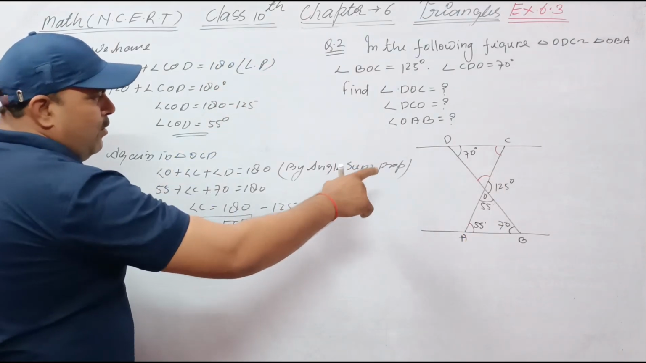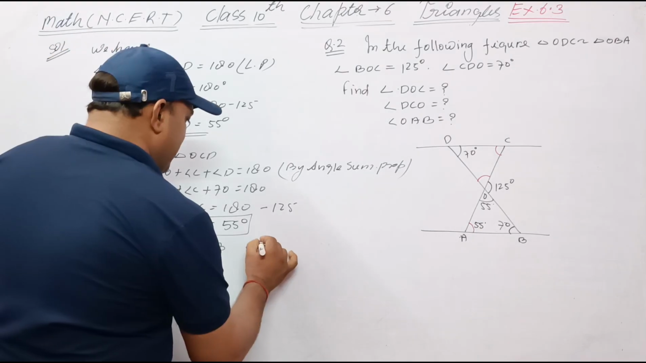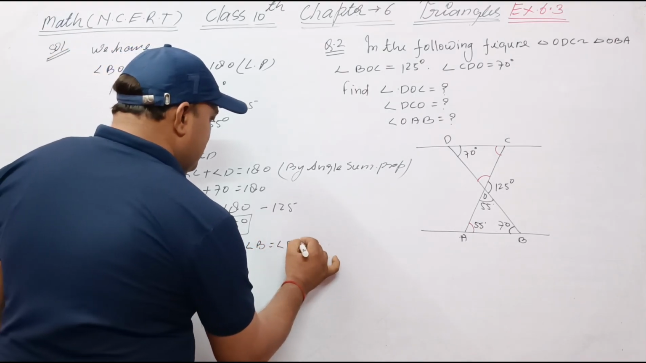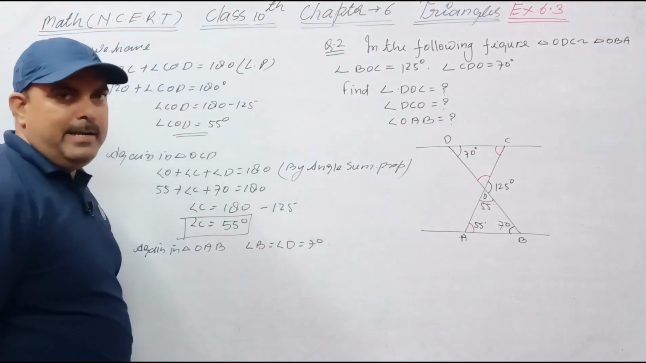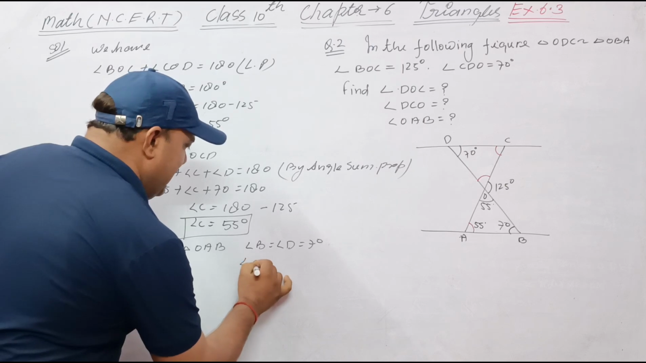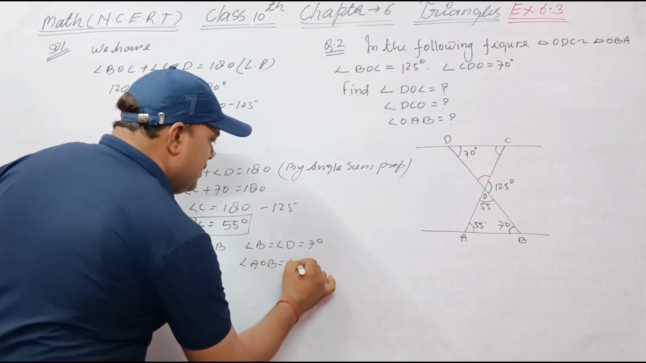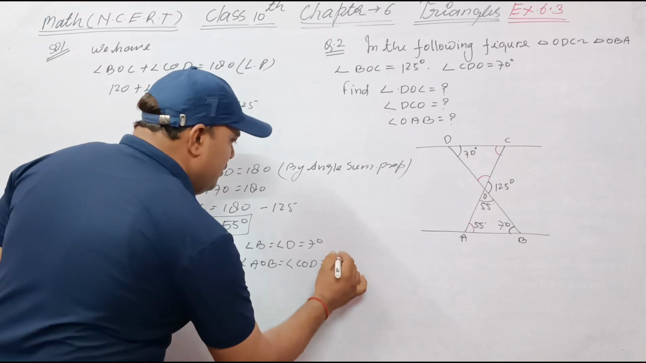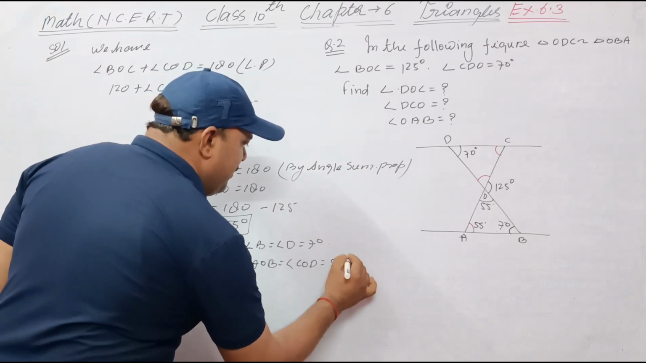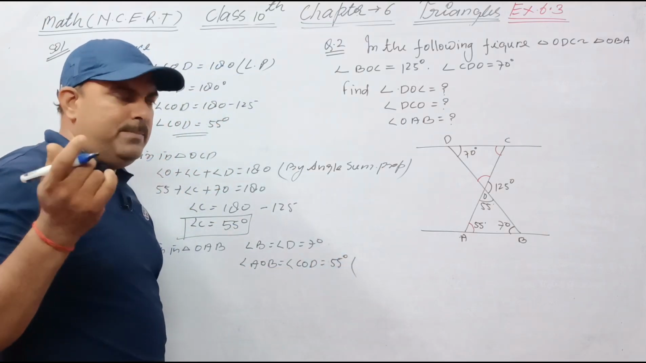Again in triangle OAB, angle B is equal to angle D, which is 70 degrees, and angle AOB is equal to angle COD, which is 55 degrees, by vertical opposite property.